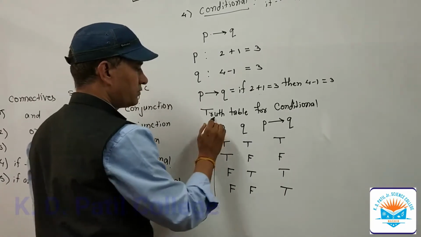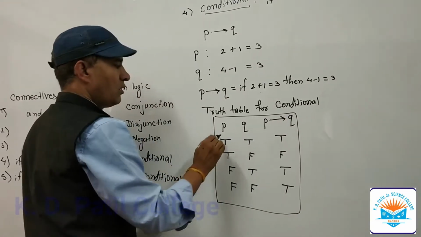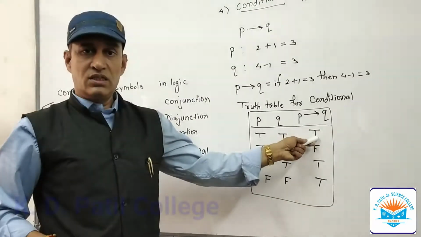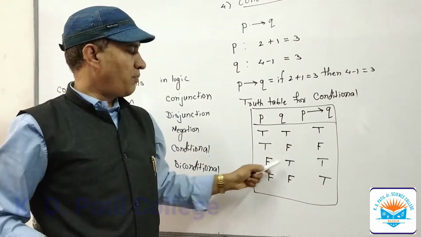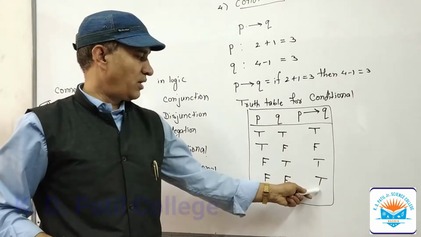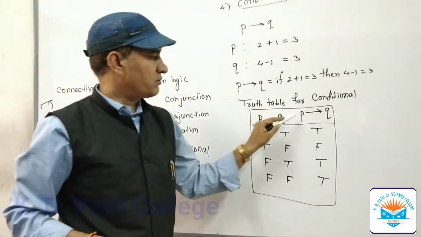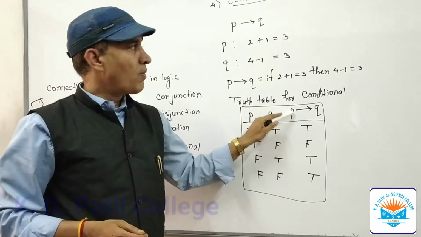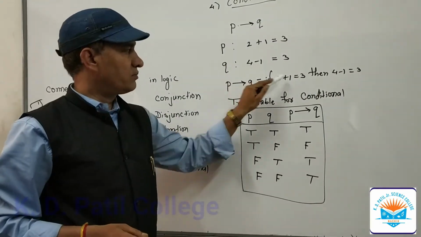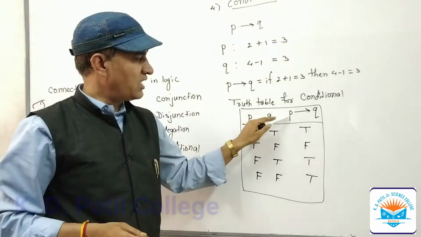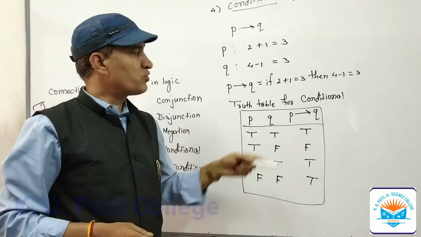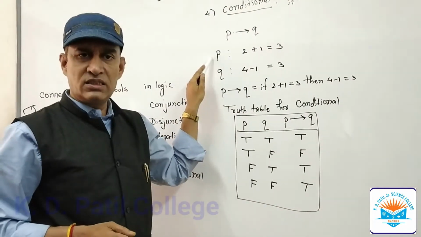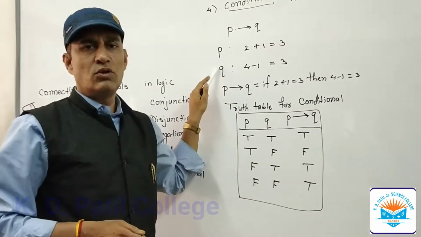Now look at the truth table. TT becomes T, TF becomes F, FT becomes T, FF becomes T. The part which follows if is called the antecedent, and the part which follows then is called the consequent. Means P is said to be the antecedent and Q is called the consequent.